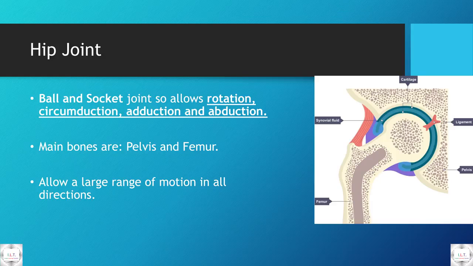And within the hip joint, the major bones involved are the pelvis and the femur. So if you have a look at the diagram on the right, you can see how the head of the femur connects into the pelvis, and that's an example of how the ball and socket joint works.